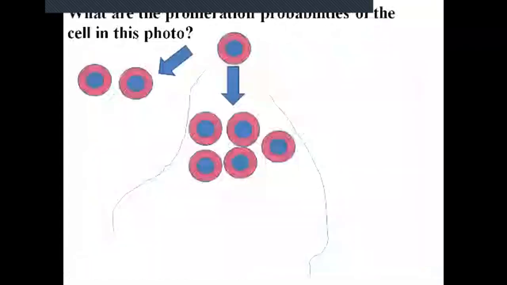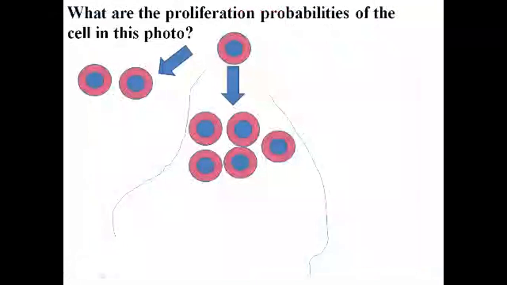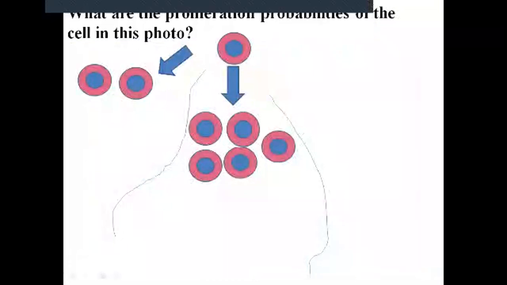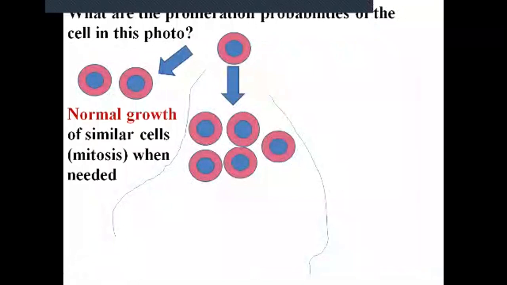So when a single cell proliferates, it has some possibilities. One of the possibilities is that it just divides by mitosis into two cells, a controlled division. And the cells are very similar to the original one. This is called normal growth with mitosis, right?